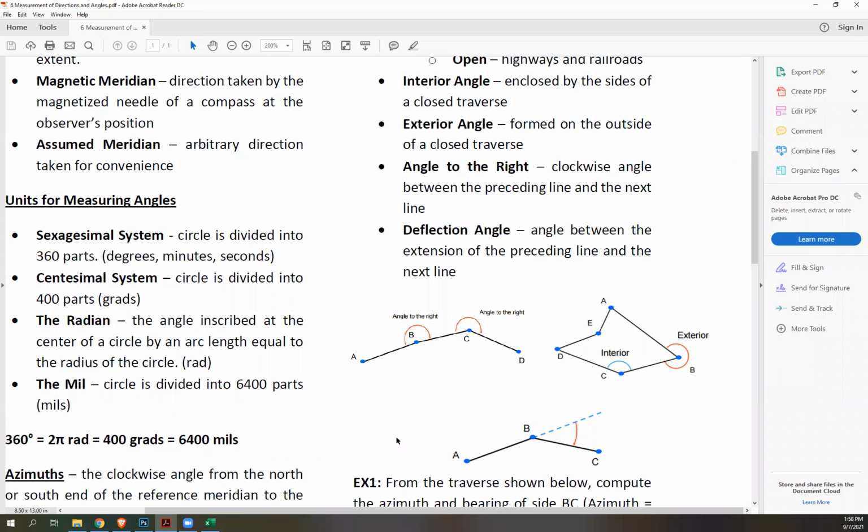So do you have any questions so far about the concepts and terminology? Please answer in the chat. Okay, since you don't have any questions, let's have a few examples.